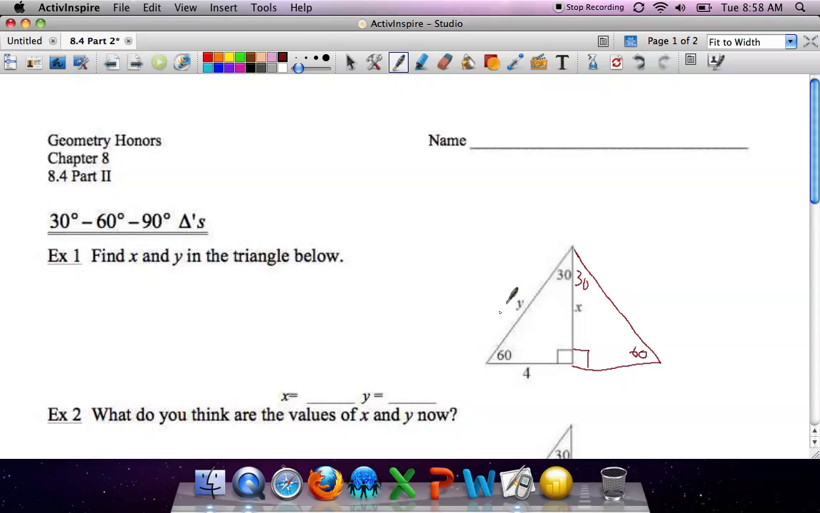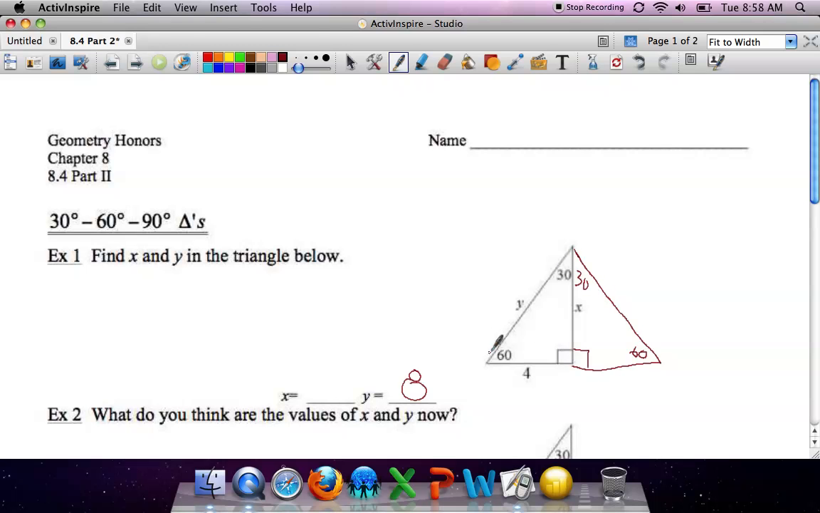And what kind of special triangle is this? This is an equilateral or equiangular. If this side is 4, this side must be 4. In other words, the whole length around the whole triangle is 8. So y for this example would be 8, which is opposite the 90 degrees.